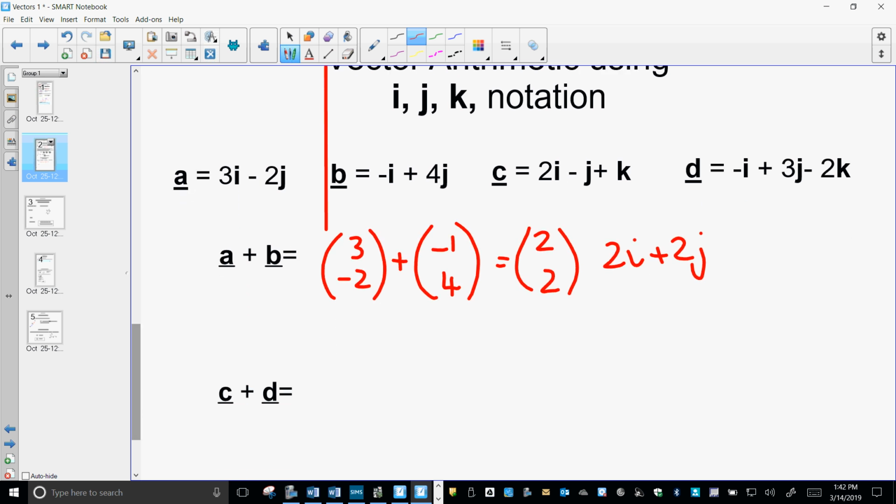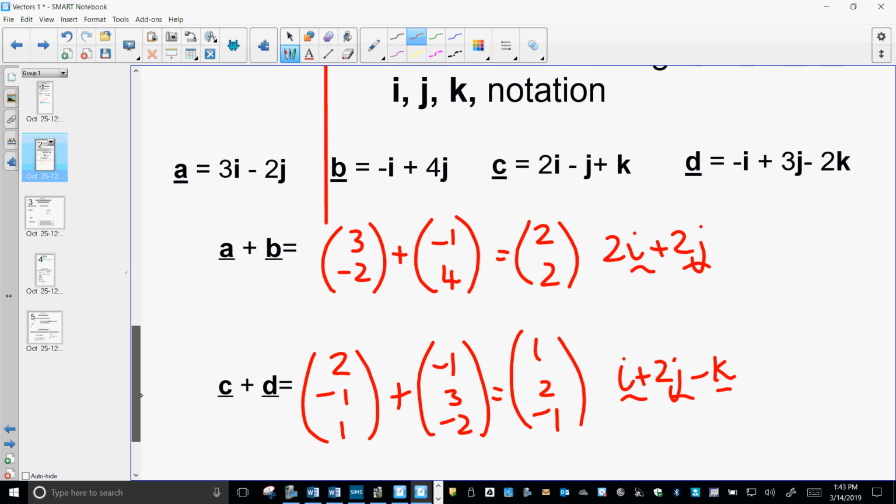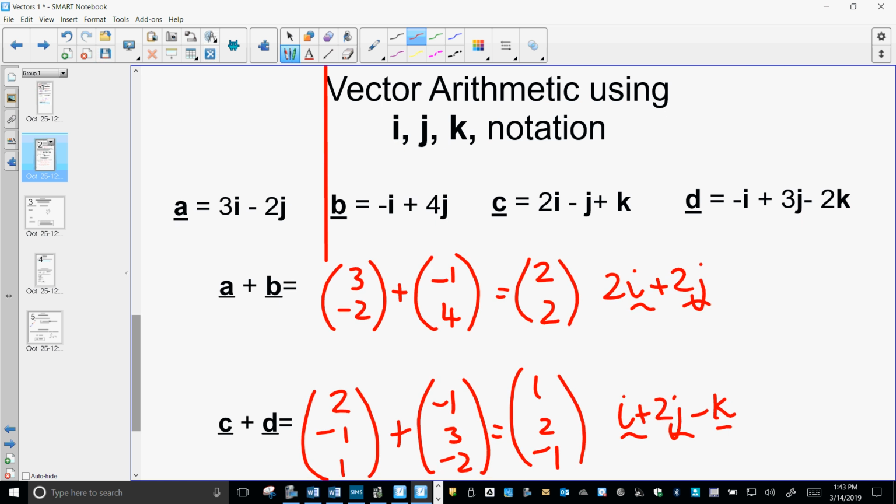Okay, and then C plus D, so we've got 2, -1, 1, plus -1, 3, -2. So that's 1, 2, -1, or i plus 2j minus k. I should be underlining these. That's pretty easy, yeah? Okay, let's have a little bit of practice then.